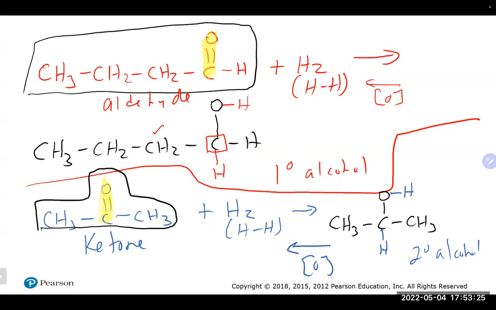So alcohols to aldehydes or alcohols to ketones is an oxidation move. Going backwards, aldehydes to an alcohol, and a ketone back to its appropriate alcohol are reduction reactions, basically the opposites of them. Any questions on that there? Okay.